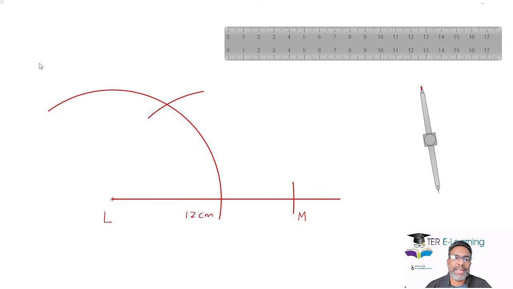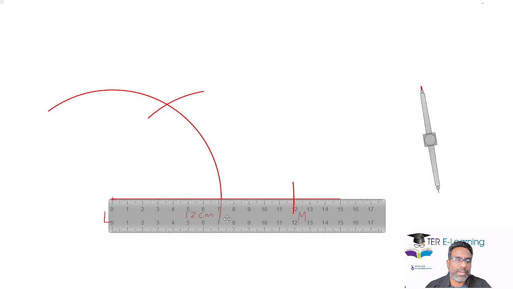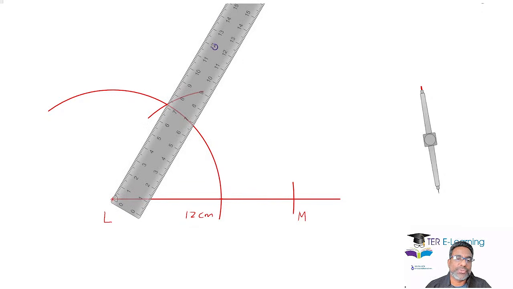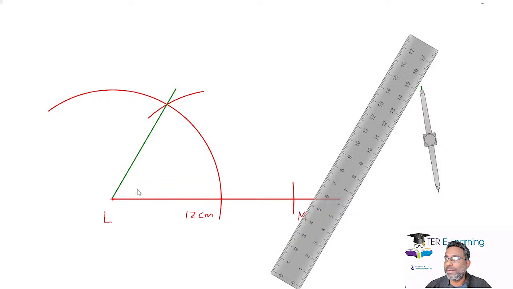Now the thing is, if I were to take my ruler, place my ruler here, and draw a line passing through those 2 points there. Now I'm going to use a different color here to just show you what's happening. That angle there that I'm going to get is actually 60 degrees. This angle here is 60 degrees. But I don't want 60 degrees. What I really want is 30 degrees. So I need to bisect that angle.